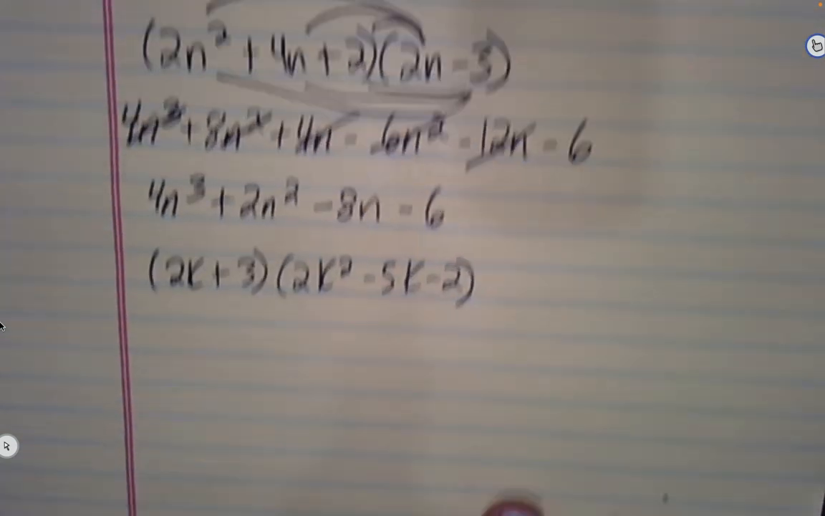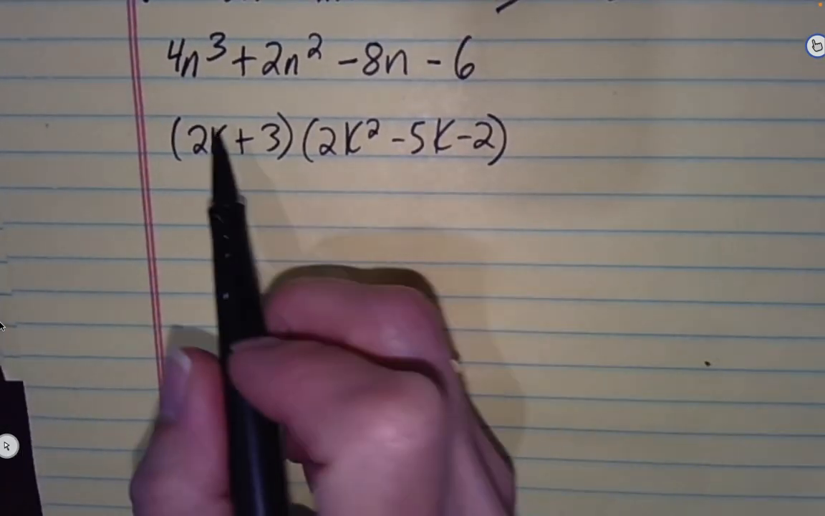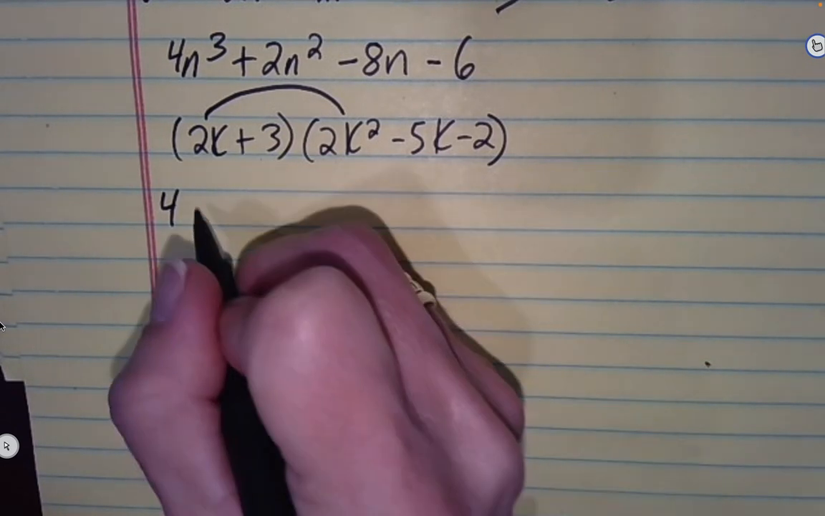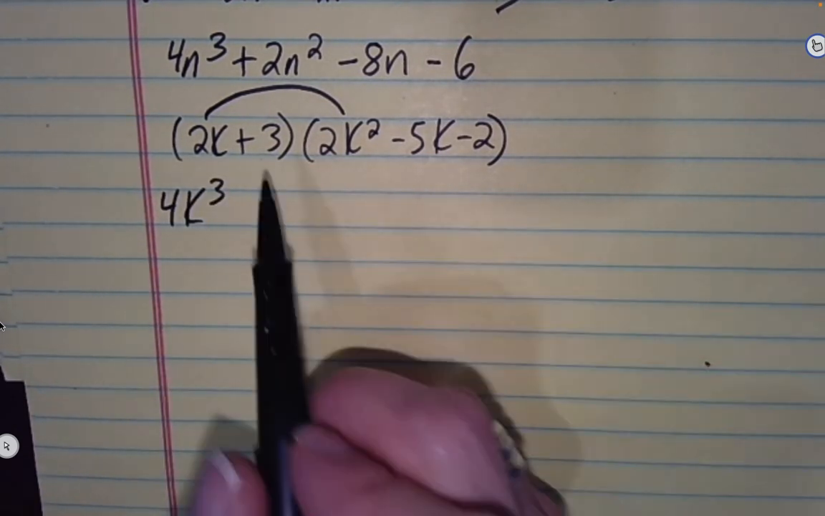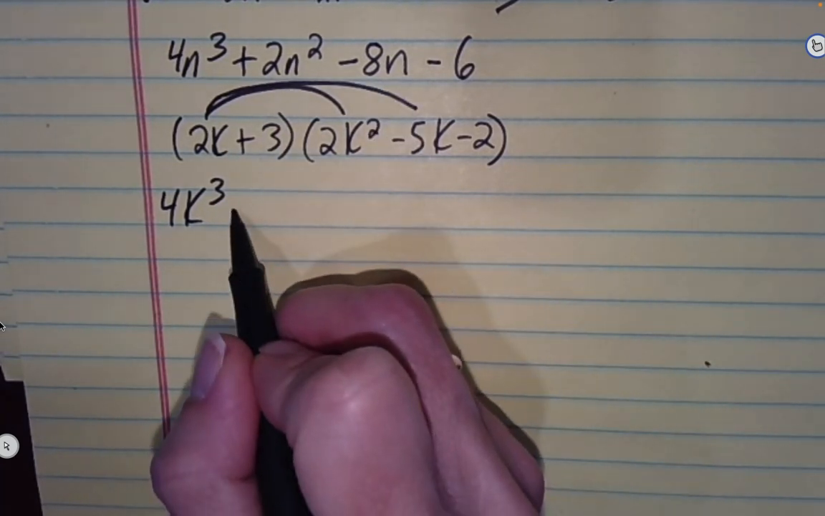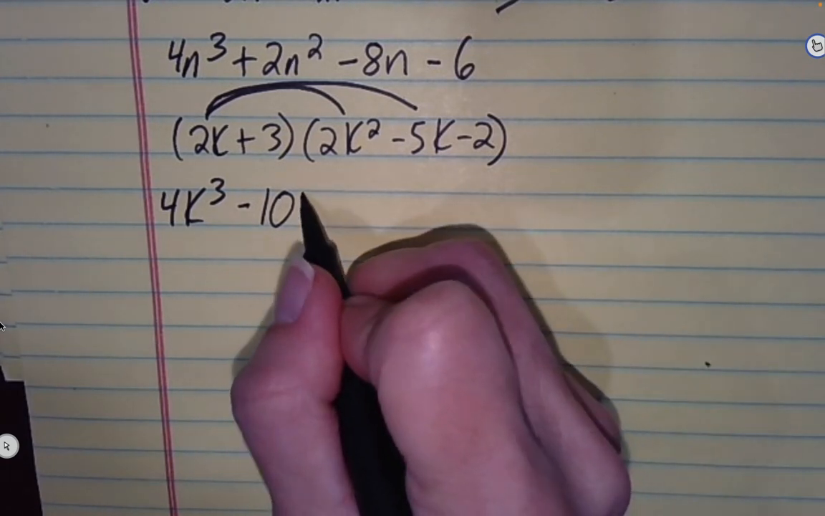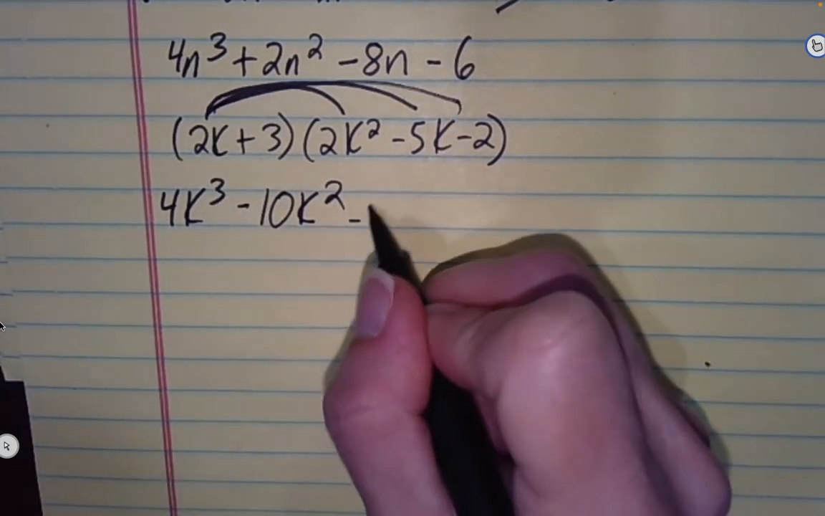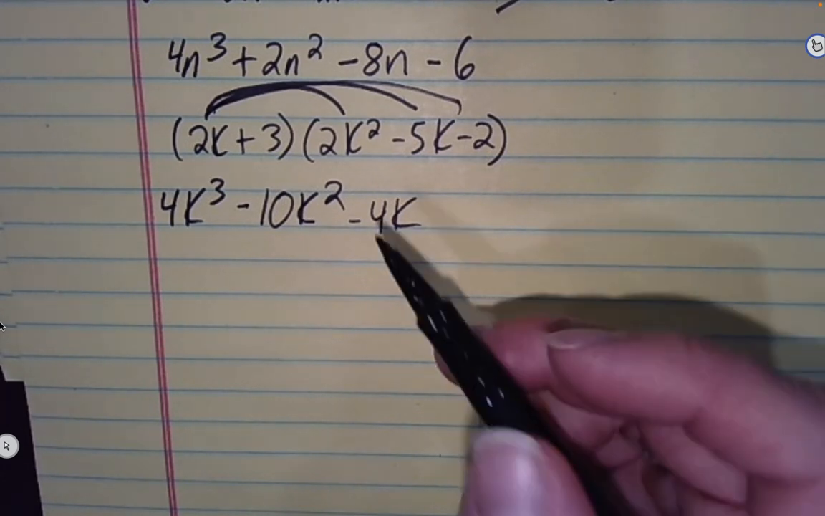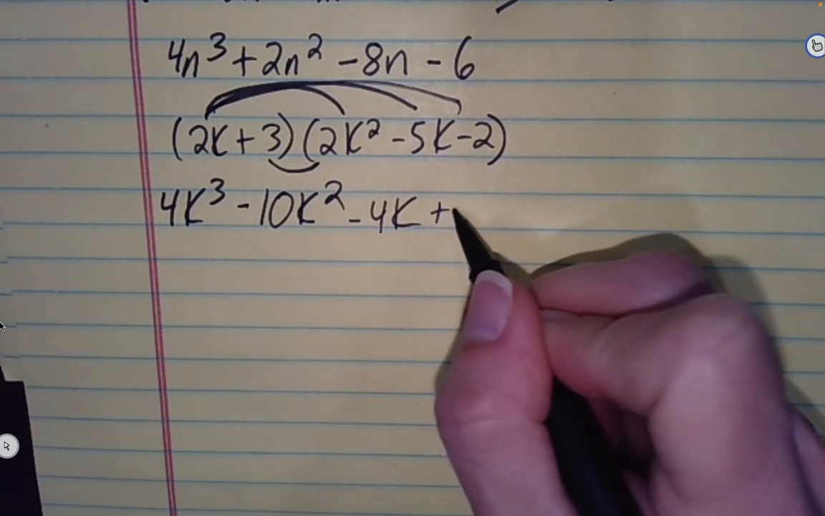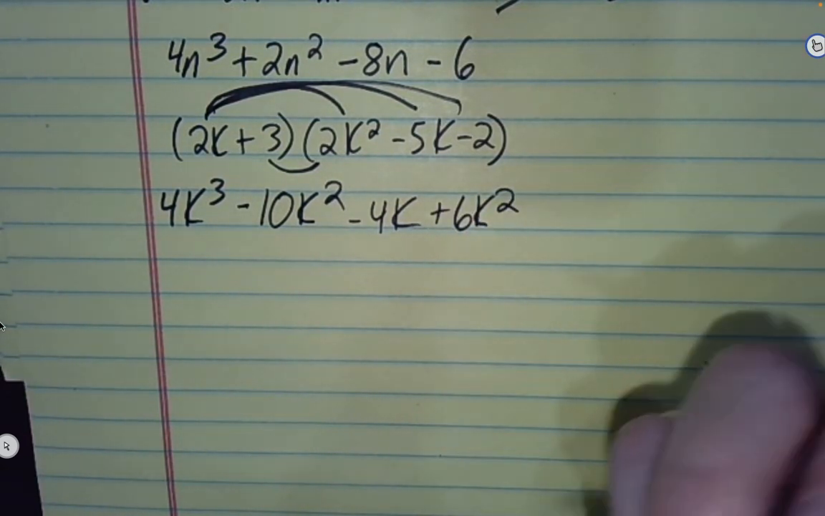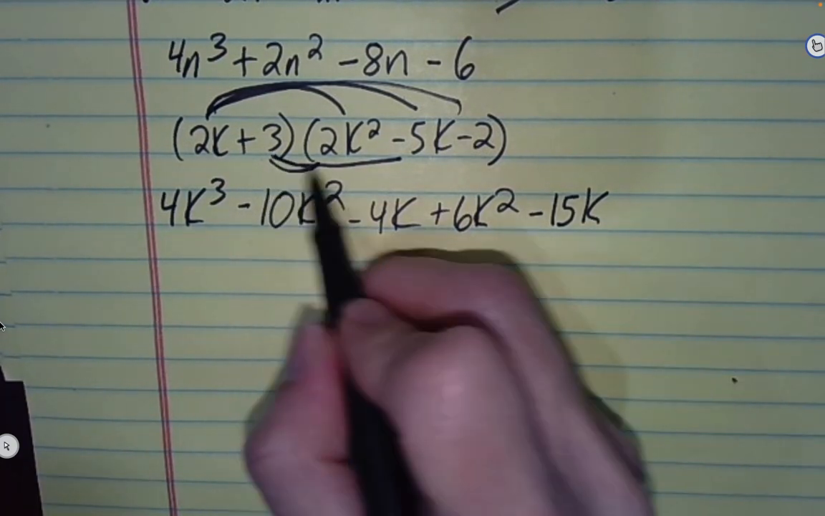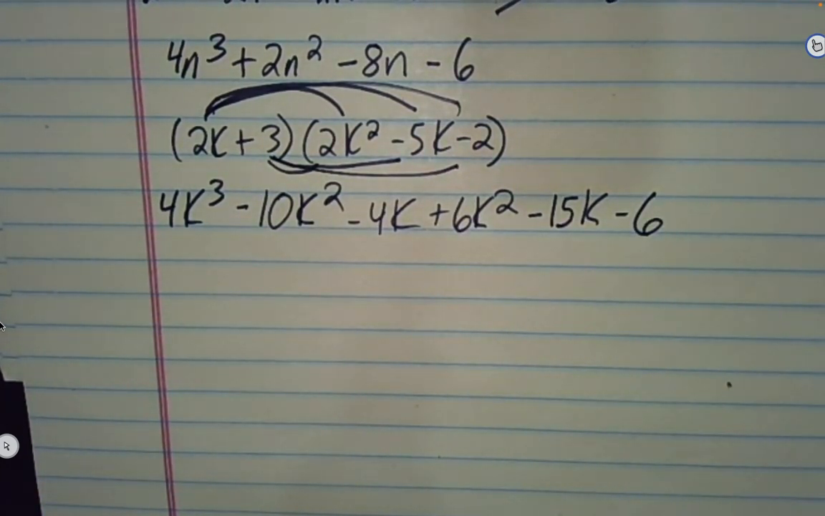Okay, ready? All right, here we go. 2k times 2k squared. So 2 times 2. And then k times k squared is k to the third. Okay, 2 times negative 5. Negative 10. And k times k, k squared. Okay, and then 2 times negative 2, and don't forget that k. Now we distribute the 3. 3 times 2, 6k. And we have a k squared. Can't leave off a variable. It's there, don't leave it. 3 times negative 5, negative 15 with a k, and 3 times negative 2, negative 6.